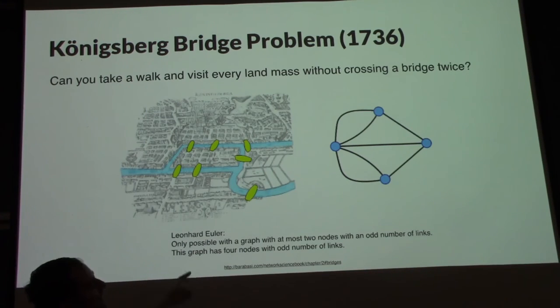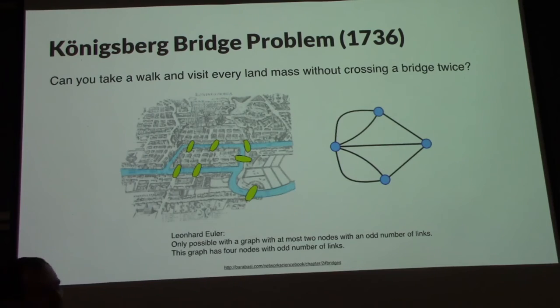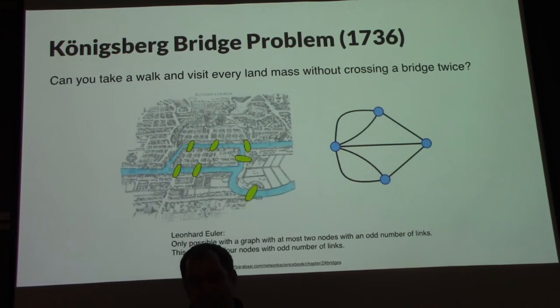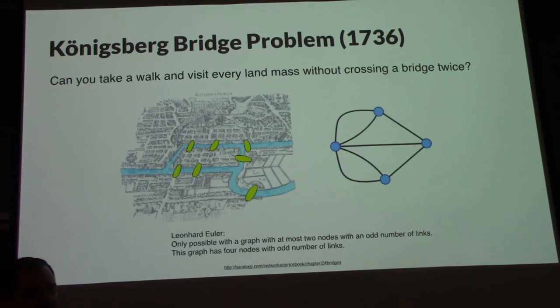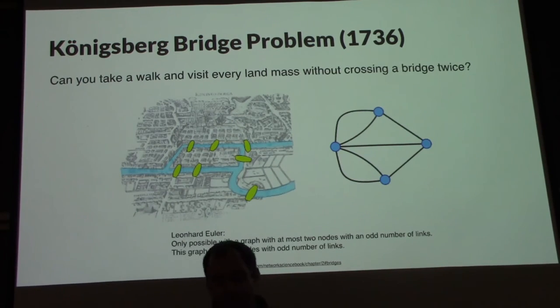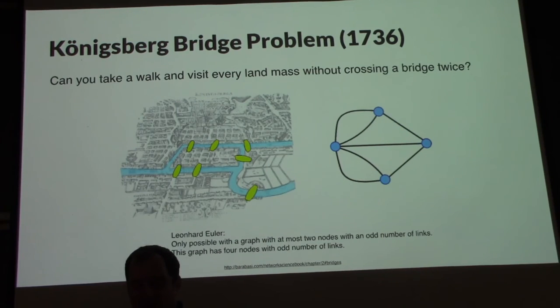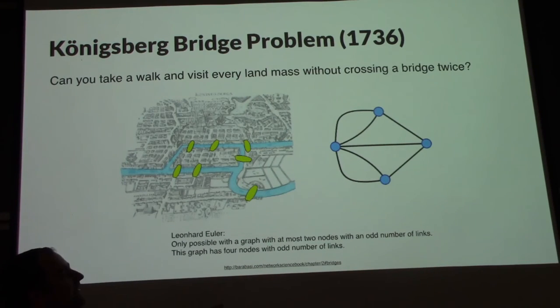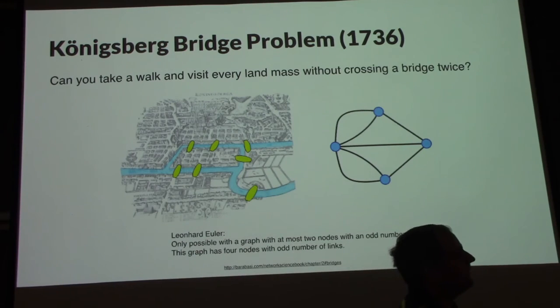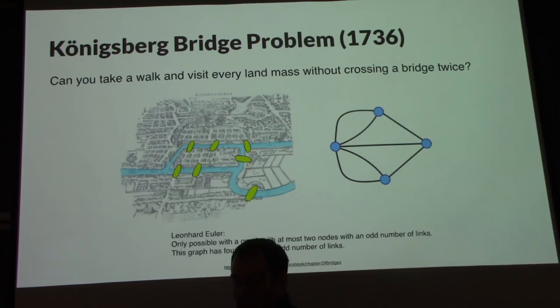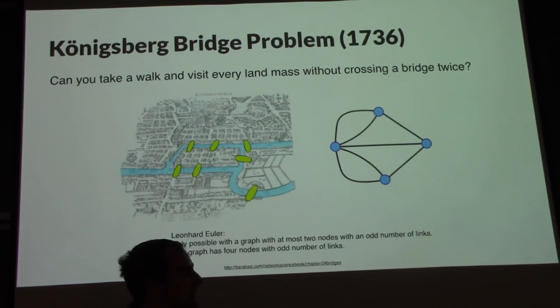And so this would be the graph that corresponds to the city of Königsberg, and the edges here would be the corresponding bridges across them. And then he showed that it's only possible with graphs with at most two nodes with an odd number of links. And so this graph has four nodes with odd numbers of links, and therefore that's not possible. And so this is the first time that somebody has abstracted a problem into a graph theory formulation. And that's kind of what we think of as the first graph theory problem.